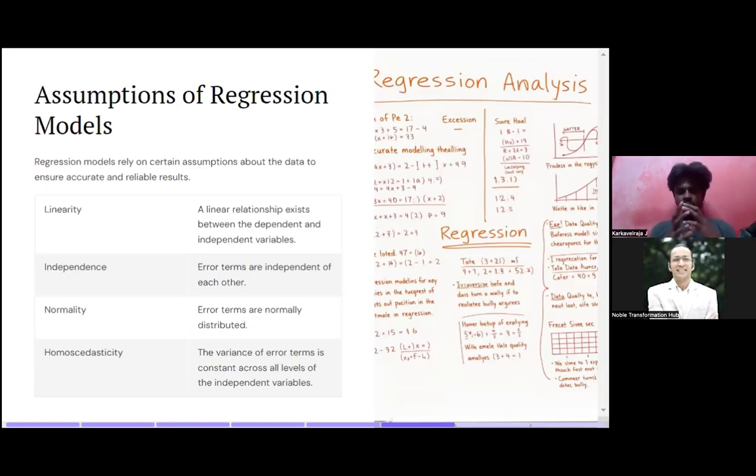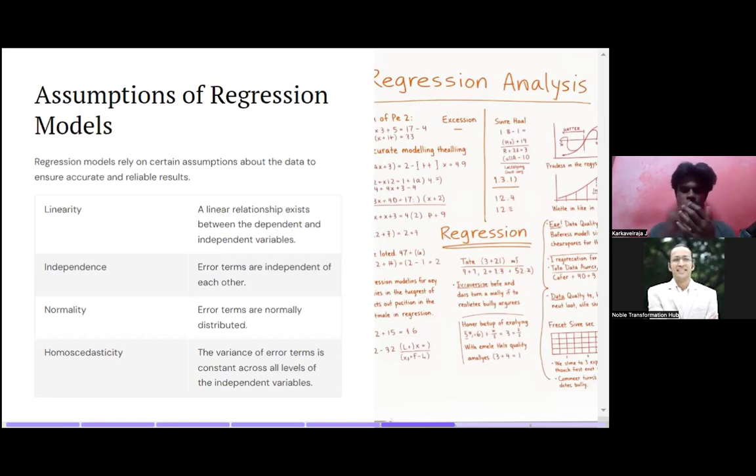Then independence: error terms are independent of each other, which is a major thing. Then normality: error terms are normally distributed, like a bell-shaped curve. Then homogeneity, or constant variance: the variance of the error terms is constant across all levels of the independent variables. These are the assumptions that we need to have.